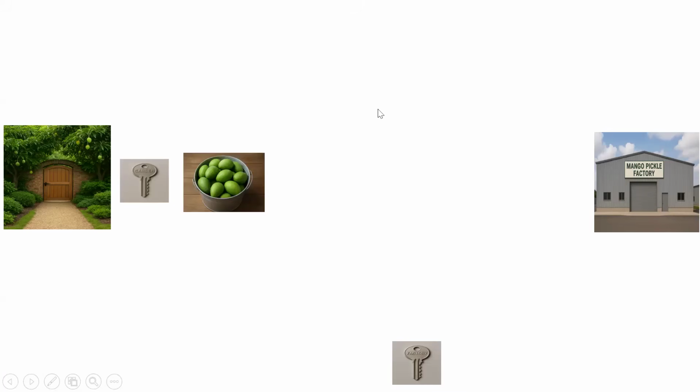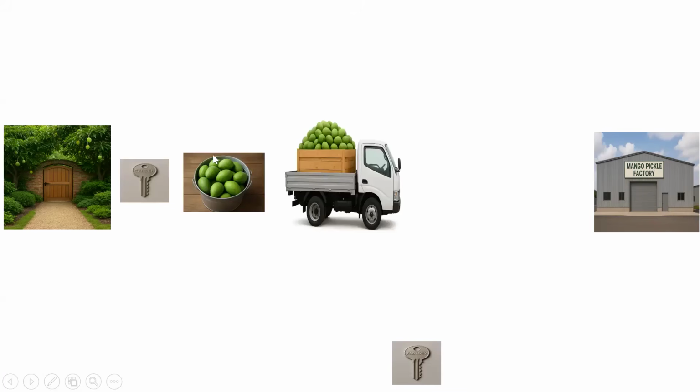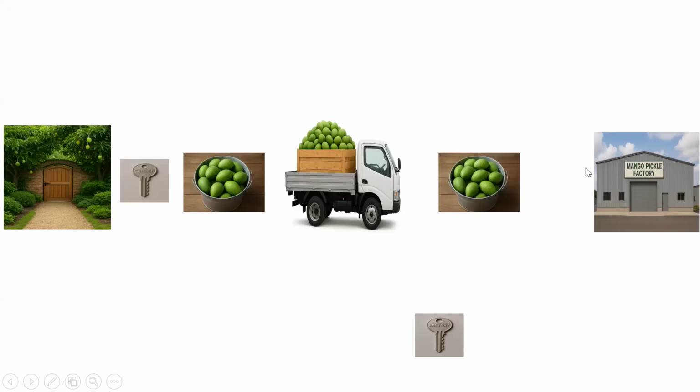Now I want to transport these mangoes. I require some vehicle. I have loaded the mangoes into the vehicle. From here, what happened? Now I am trying to unload. So loading and unloading. Now, if I want to open this factory, what happened? They require some key to open. So this is the connection.